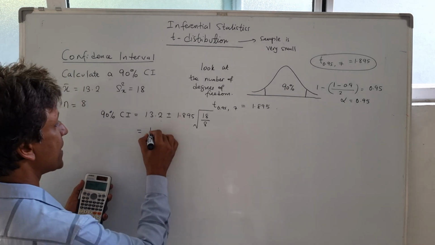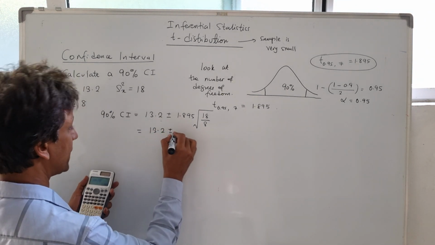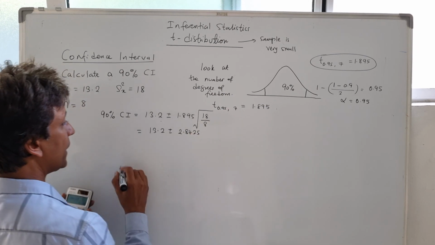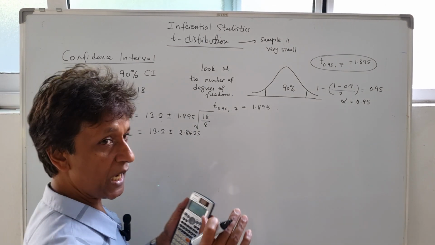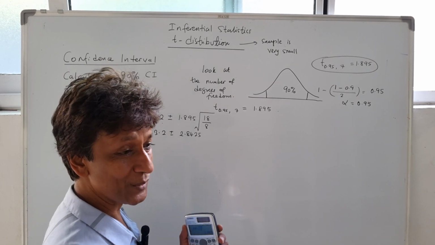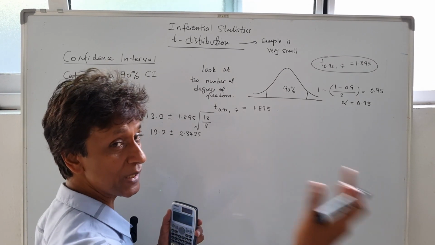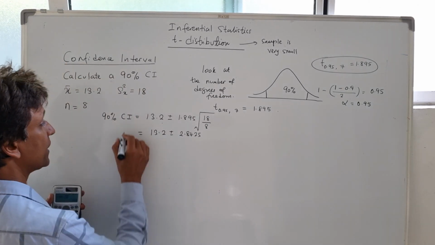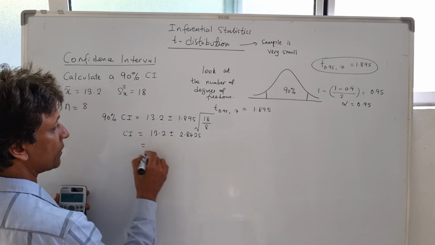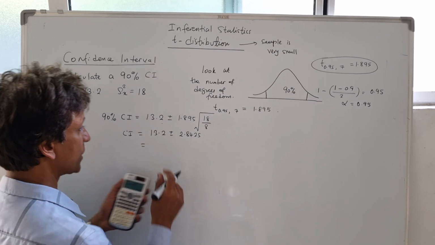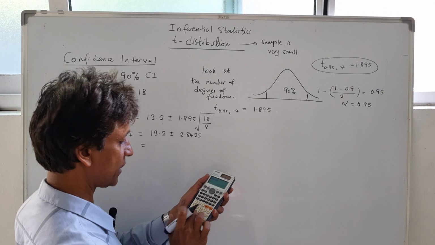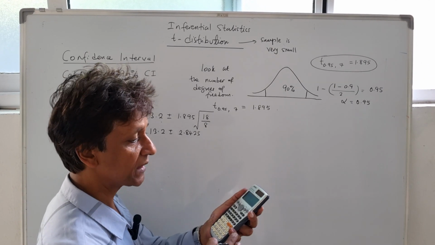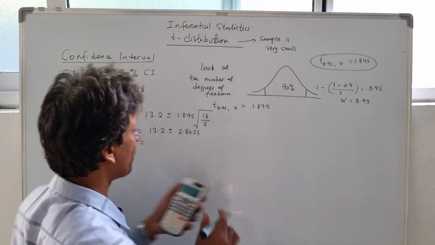2.8425. So this is 13.2 plus or minus 2.8425. And therefore, I'm going to have a plus and a minus. When I add, I'm going to get my upper limit, and then the lower limit, of my confidence interval, of course. So the upper limit is 13.2 plus 2.8425, which gives us 16.0425. I can say maybe 16.04.